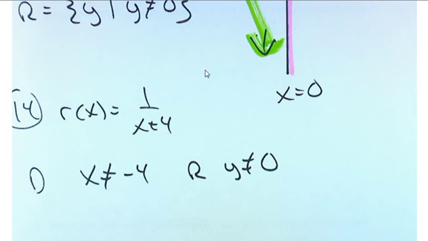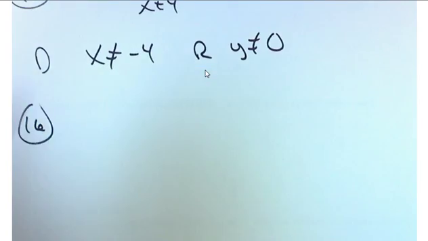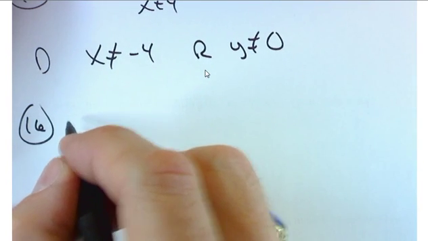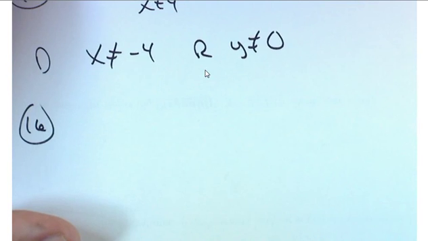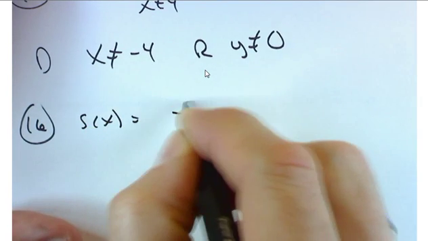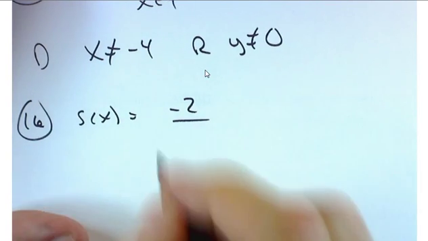Let's try problem number 16. And let's see if we can figure out how this graph is going to be changed compared to the graph of y equals 1 over x. So in 16, s of x is negative 2 over x plus 2. Excuse me, x minus 2.